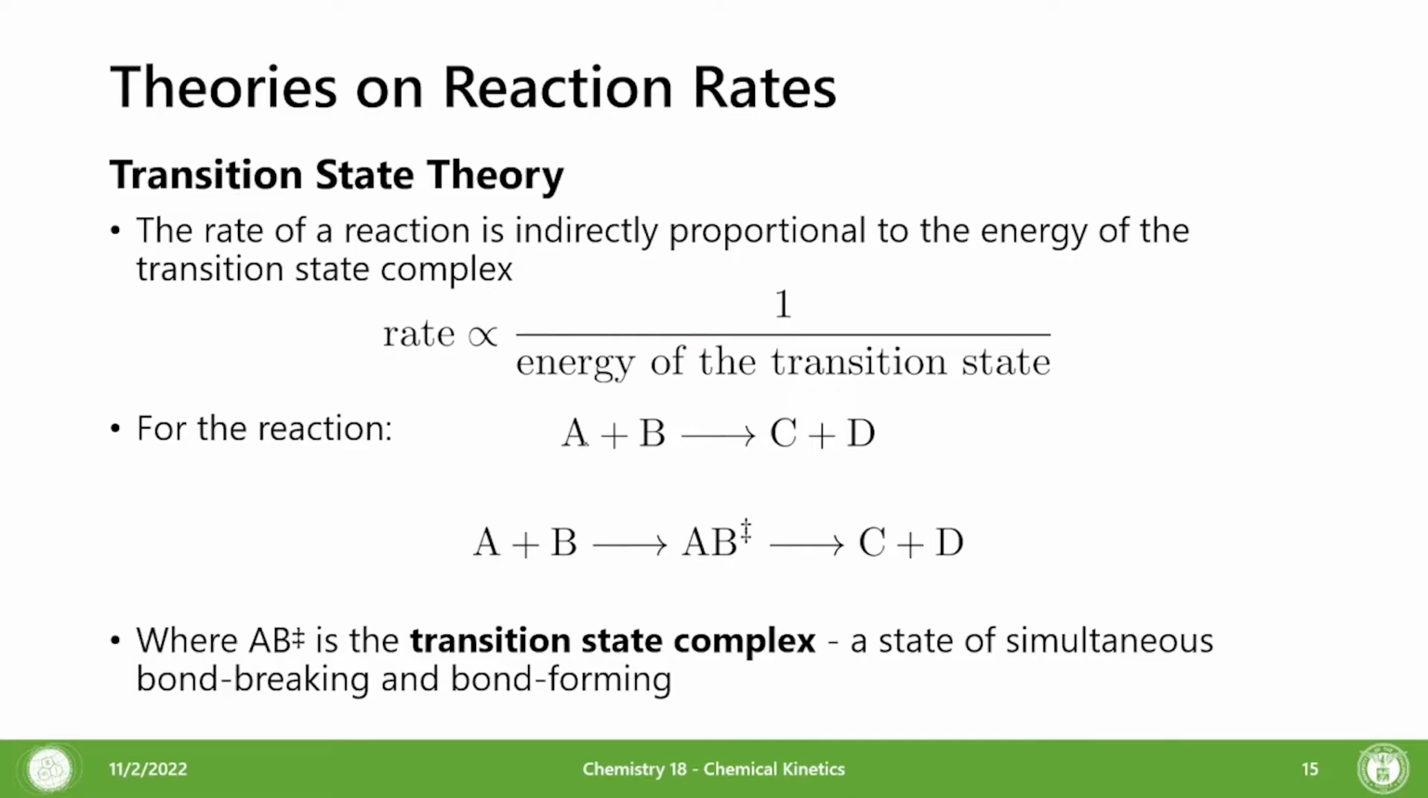Okay, so for the reaction A plus B to C plus D, the transition state complex is defined as the simultaneous bond breaking and bond forming state of your reactant to product molecules. So, for example, when A and B interact to form C plus D, there is a transition state, usually symbolized by this double cross, where the transition starts to occur. At that point, it's at the maximum energy that it can have for this reaction. And that's when you observe the state of transition.